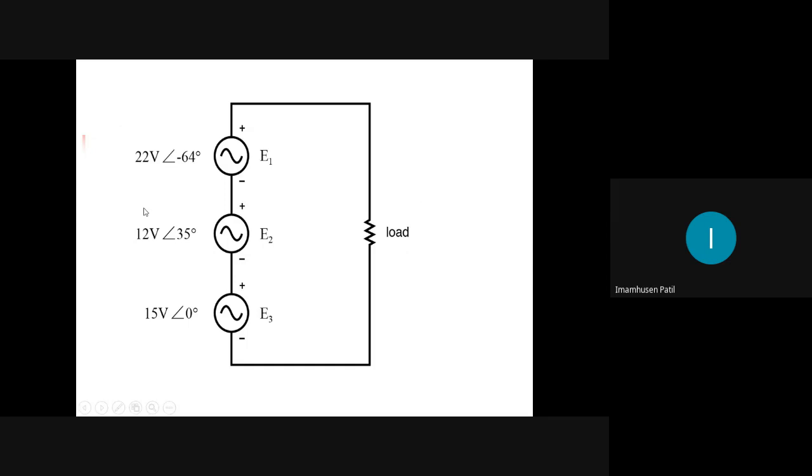Now, if three AC quantities are there, how to add these things? One has zero phase difference, another has 35 degrees, another has minus 64. You cannot add directly, you cannot find the resultant of this. Then you have to take the help of phasors.